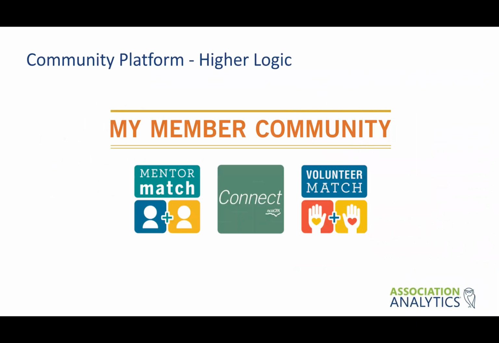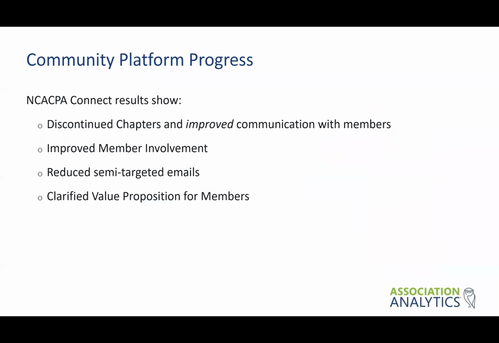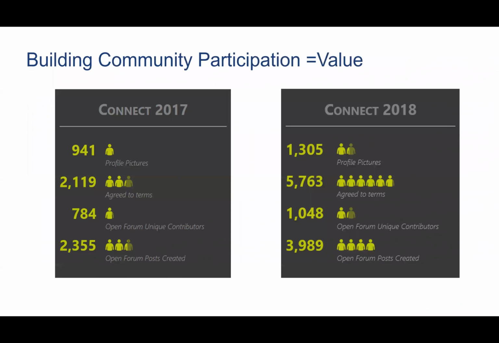So let's talk a little bit about community, and this they call their HigherLogic customer, they use Connect. So some of you may use them as well, but any community really where people are talking and having conversations. So their Connect results showed discontinued chapters and improved communication with members, improved member involvement, reduced semi-targeted emails, and clarifying value propositions for members. And so here you see the engagement over 2017 to 2018. We broke it down into these 4, which are 4 great ones to start. Take a second to kind of look at how high the numbers jumped. So that was really exciting based on decisions that they made on data.